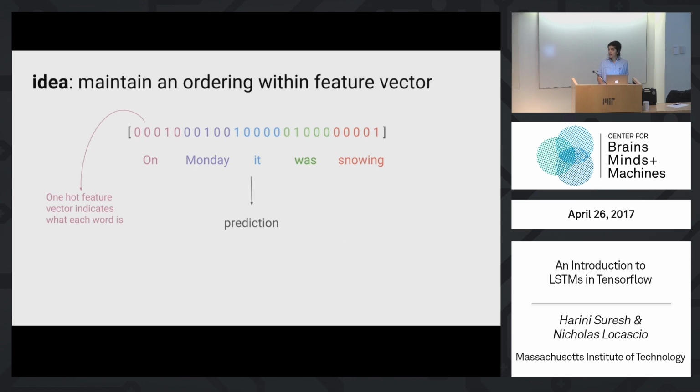So the next thing we might think about is just having a longer feature vector in which we maintain order. In this case, we just have many slots within our feature vector, each corresponding to a word. The first 5 slots correspond to the first word, and the next 5 correspond to the second word, and so on. So now we're maintaining order within this vector. And now we just have a longer vector, we feed that into a model and make a prediction.